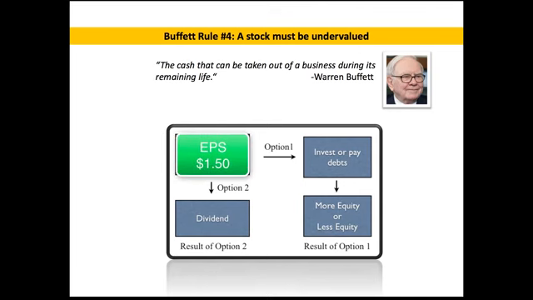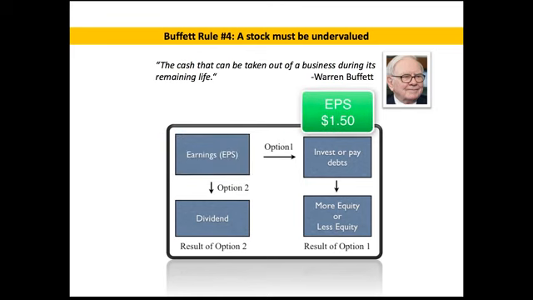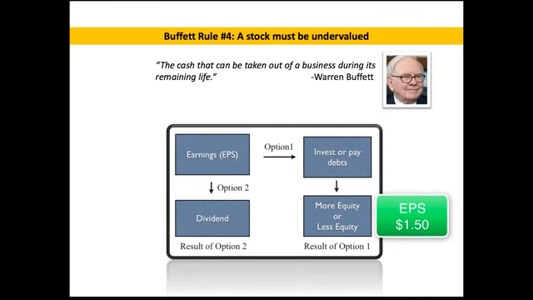Now, if you remember from that first course, the owner, which is you as the shareholder, has the option to take the first route, which is you keep that money in the corporate bank account, and you're going to either invest that money back into the business or pay off your debts or whatever the case is. But what eventually happens with that money that you would be investing or paying off your debts, that either turns into more equity or less equity. And that's going to be reflected in the book value, because the book value is nothing more than equity per share.